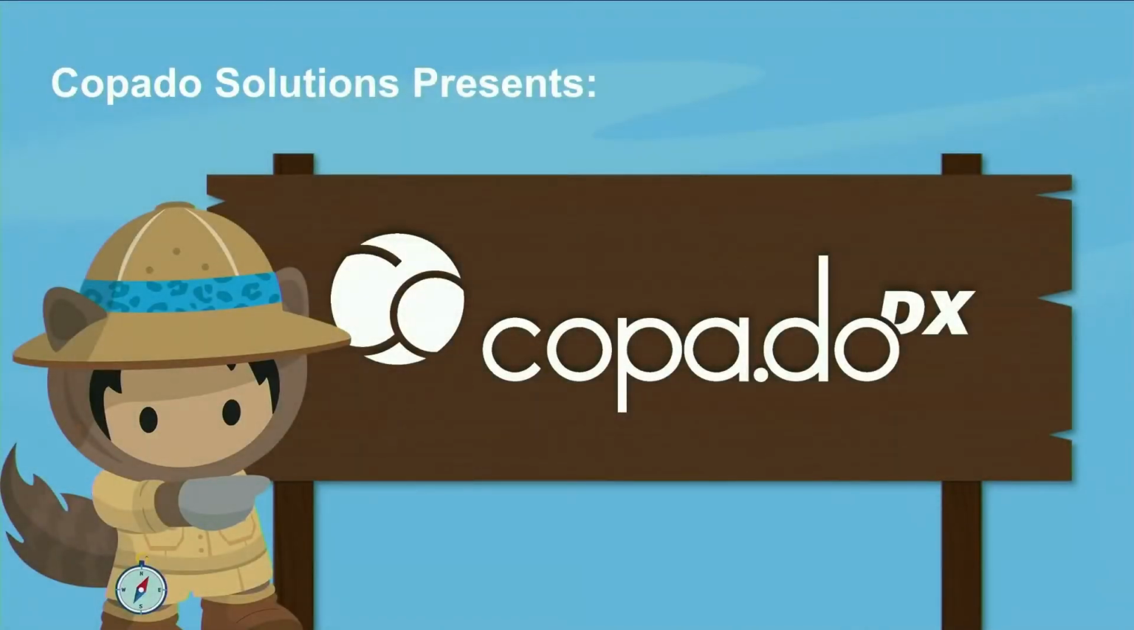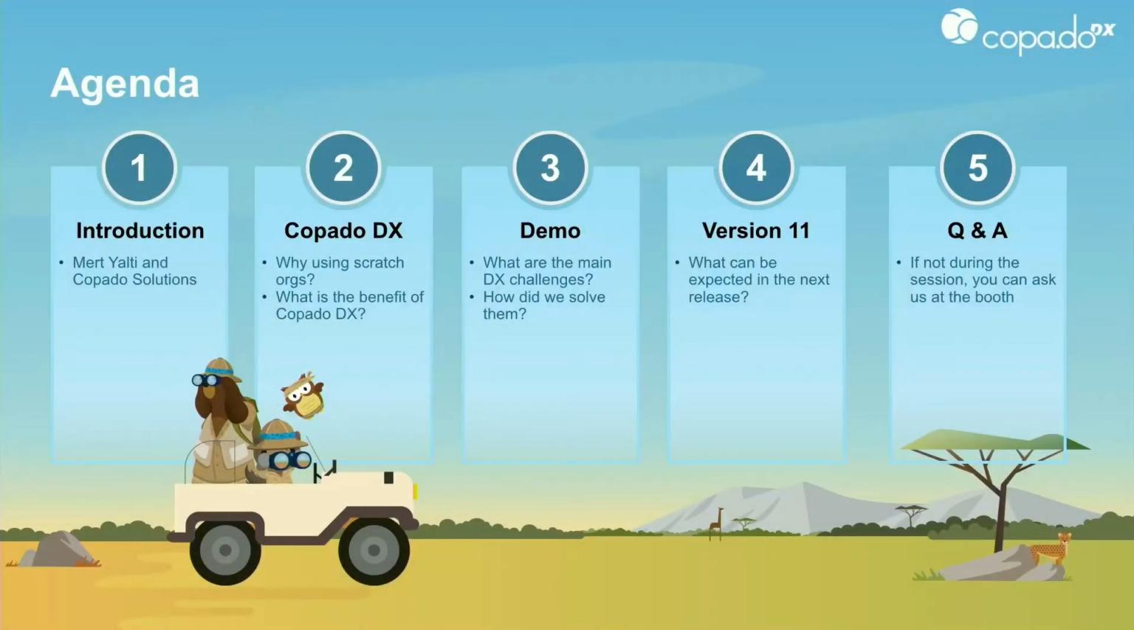As I said, today we will present Copado DX. Copado DX is a solution that we built around Salesforce DX functionalities in the release management process. I will give you a quick demo of the features that we have, and then we will talk about the new version that we are about to release, and we will show you all the other functionalities.